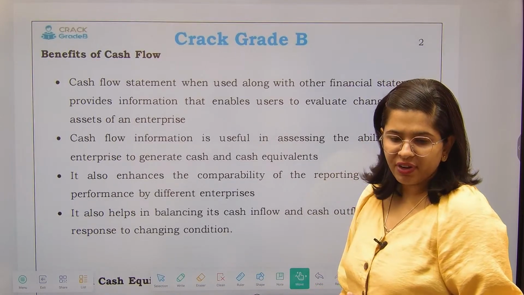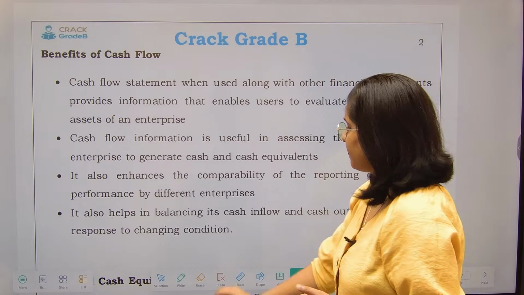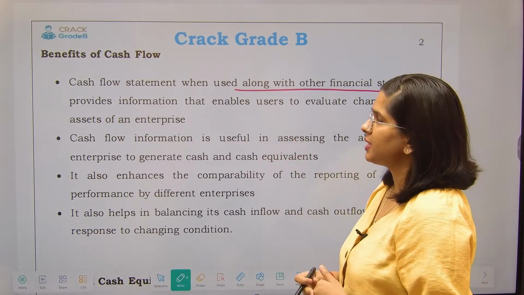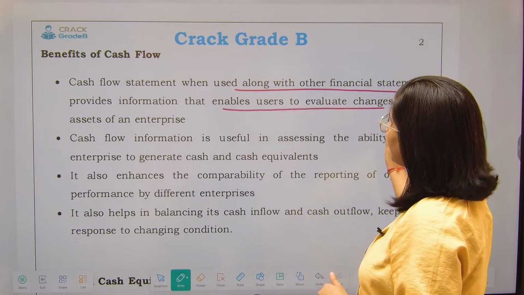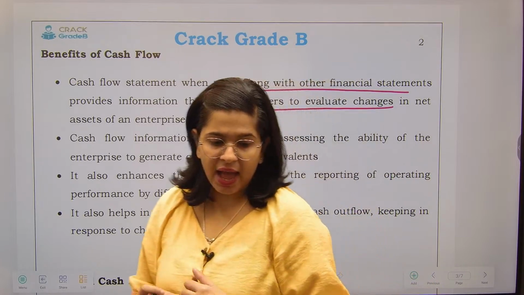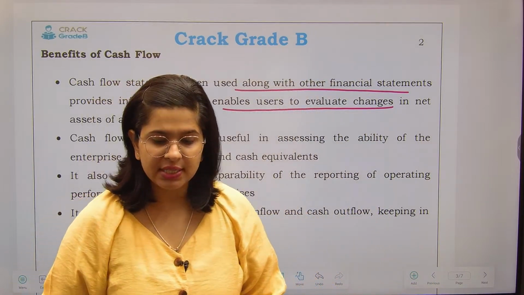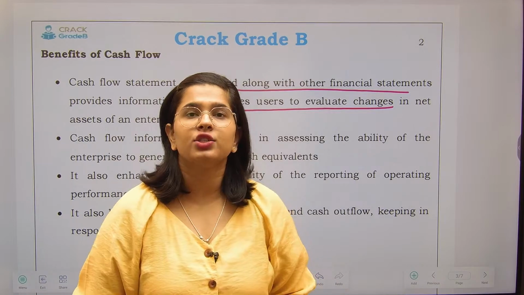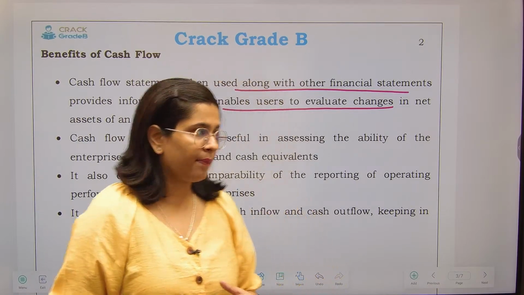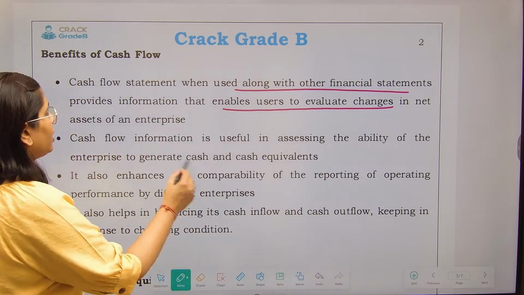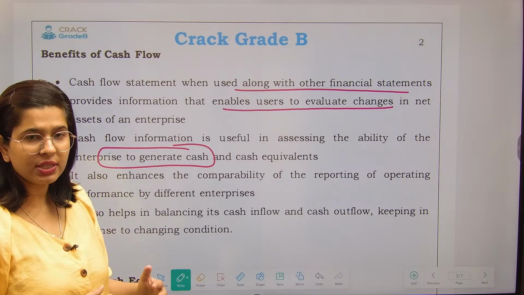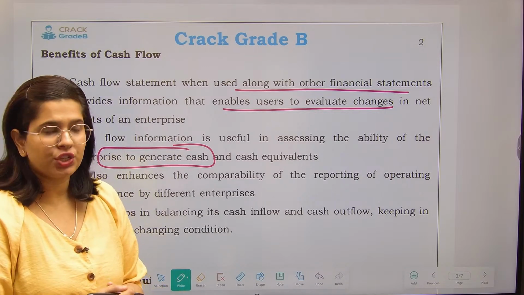So what kind of benefits will the cash flow statement provide me? When used along with other financial statements, it provides information that enables the user to evaluate changes in the assets of the enterprise. I want to know what changes have been incurred in my current assets or current liabilities. What is the situation? It tells about them. It also tells whether you will be able to generate cash and cash equivalents or not. What is your cash generating position?